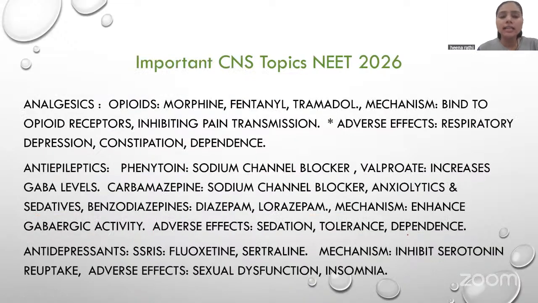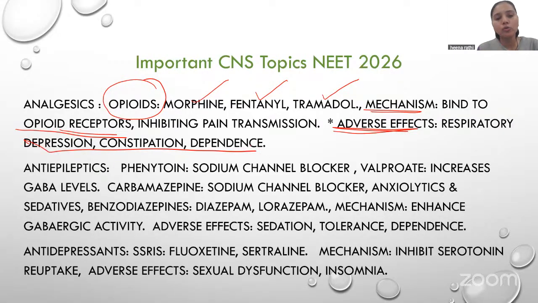In the CNS, the important ones are opioids. In the opioids, the most important drugs are morphine, fentanyl, and tramadol. Now, the mechanism of action of these drugs, how they work, by which receptor, the opioid receptor, is very important. And the adverse effects of opioids are also very important.